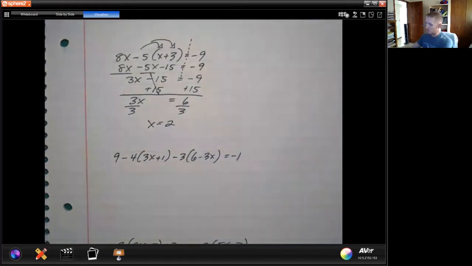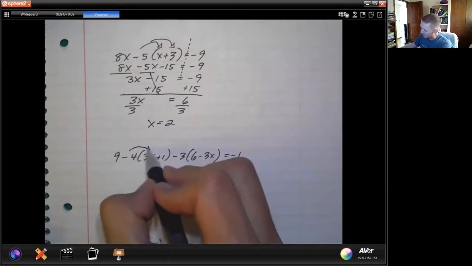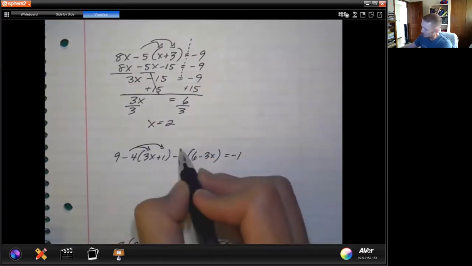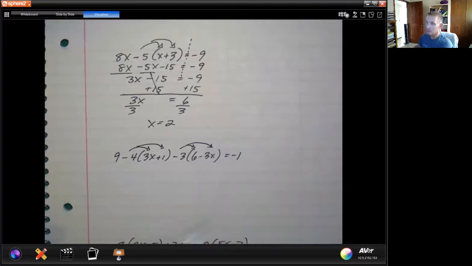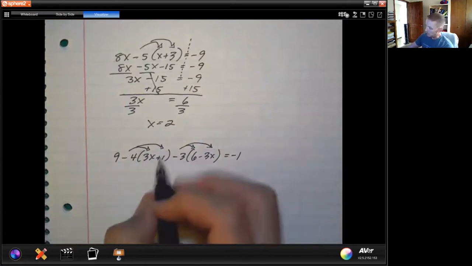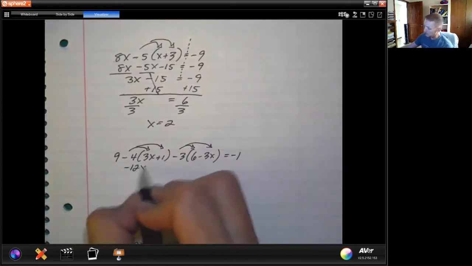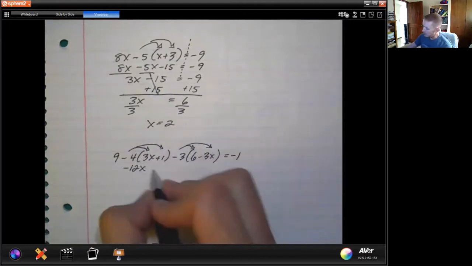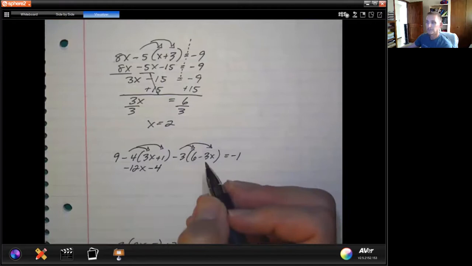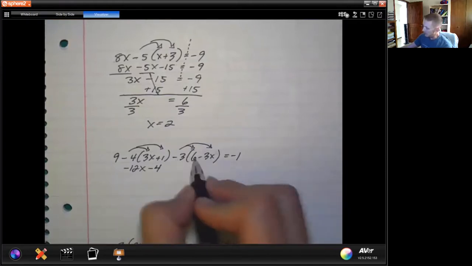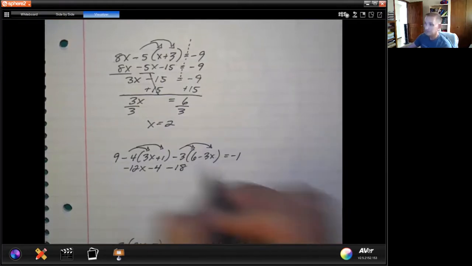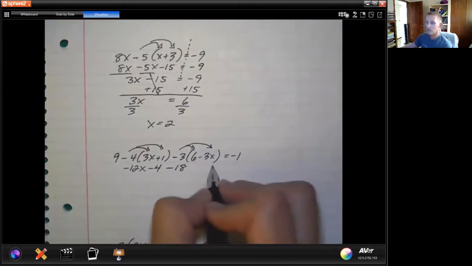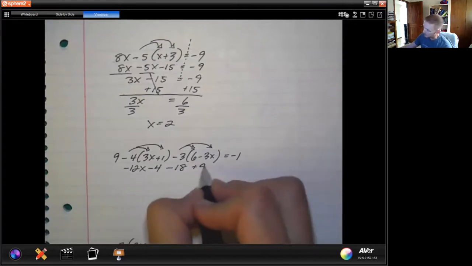So step number one is distribute. Well, I have a -4 to distribute, and I have a -3 to distribute. We'll distribute and bring everything straight down. So -4 times 3x is -12x. -4 times 1 is -4. -3 times 6 is -18. And -3 times -3x is positive 9x.